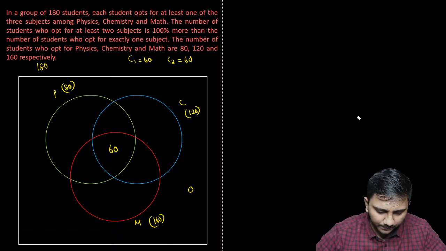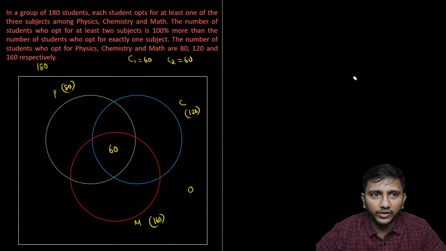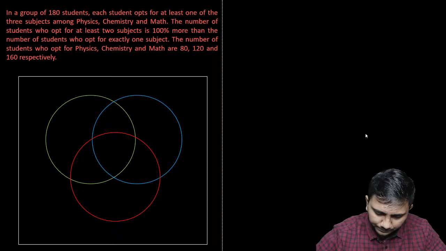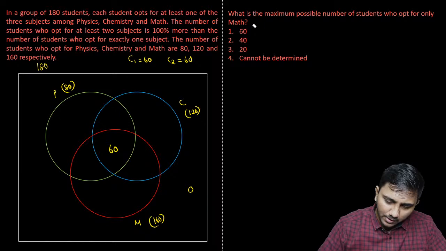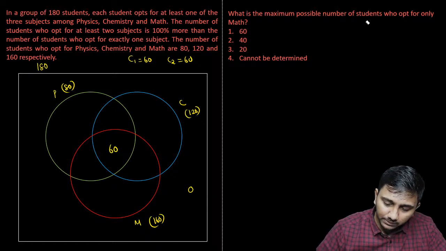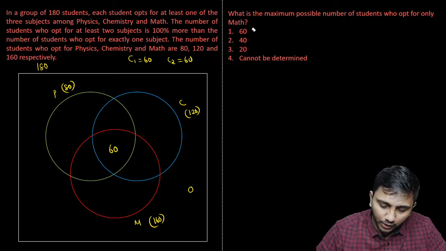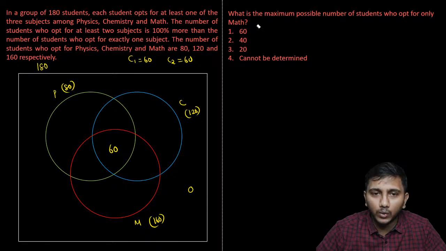Great, we can move into the next. That is the first question for this. Okay, let's look at this question. What is the maximum possible number of students who opted for only math? So I'll have to maximize only math.